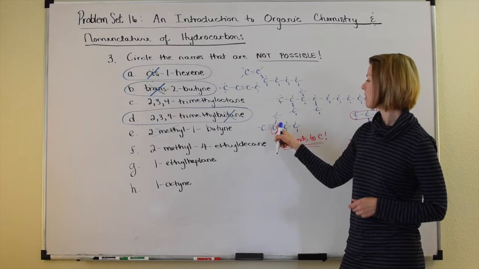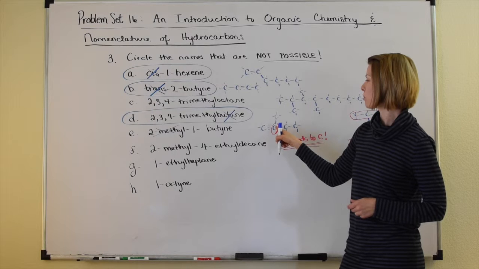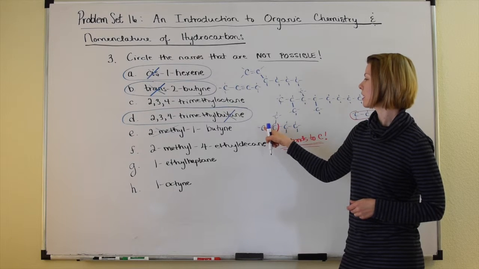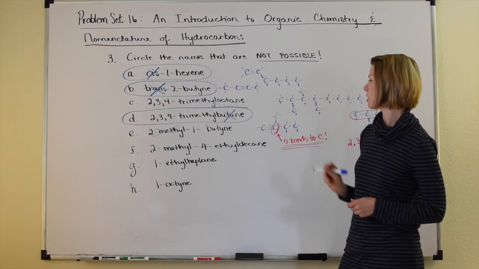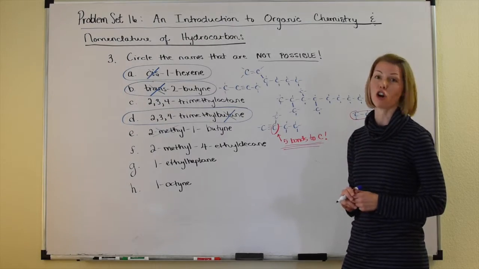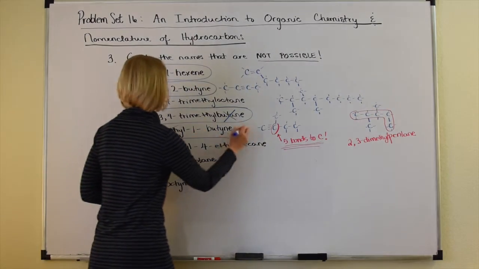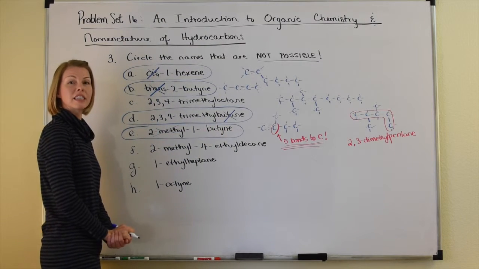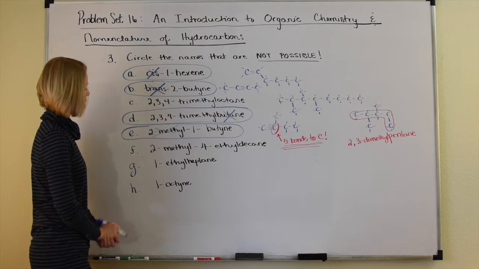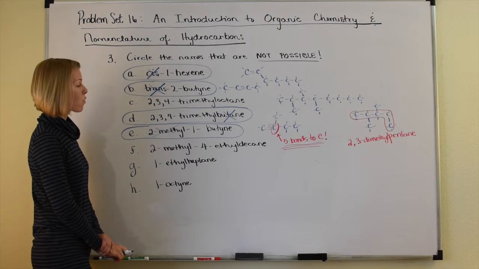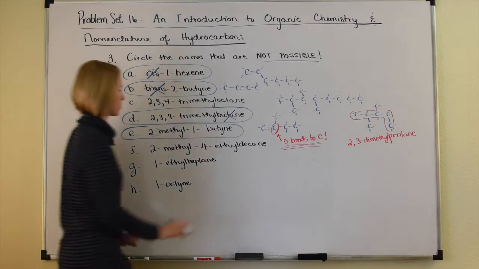We wouldn't have anything that could branch off of this carbon if it's triple bound to this carbon and then singly bound to this carbon. Okay, so circle E. E does not exist.